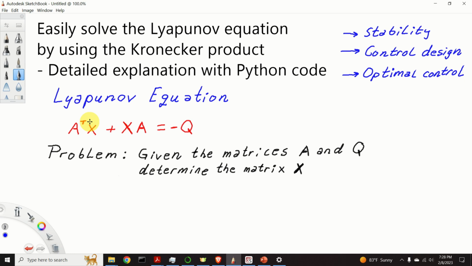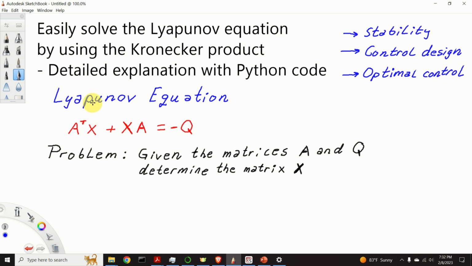Consequently, if you're a student or even an engineer or even a scientist who wants to master control engineering, you should definitely study the Lyapunov equation and you should learn how to solve this equation in Python, MATLAB, C or C++.